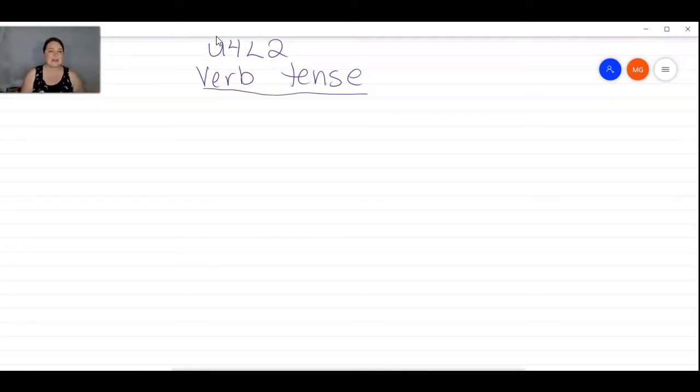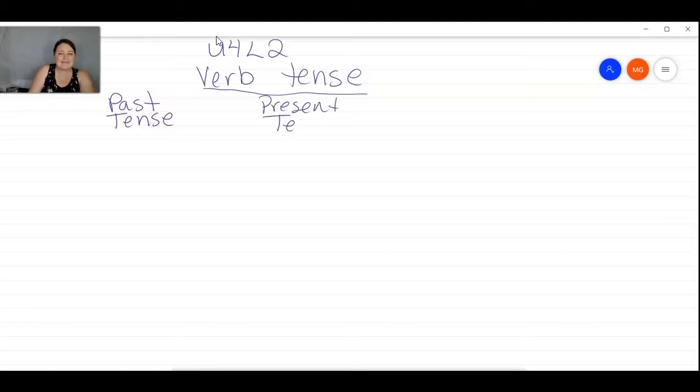And so in our notes, you're writing what I write. We have past tense. We have present tense. And we have future tense.